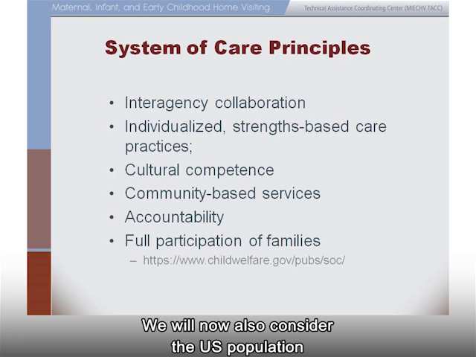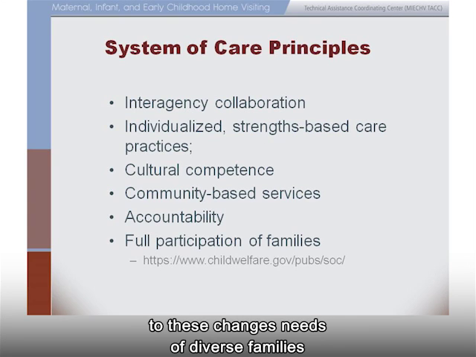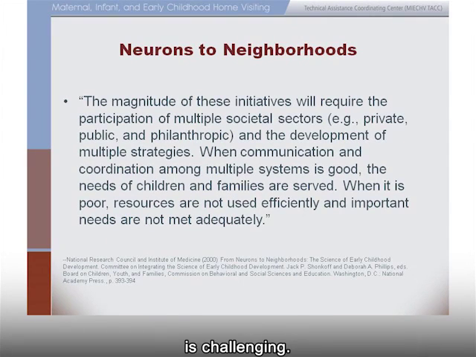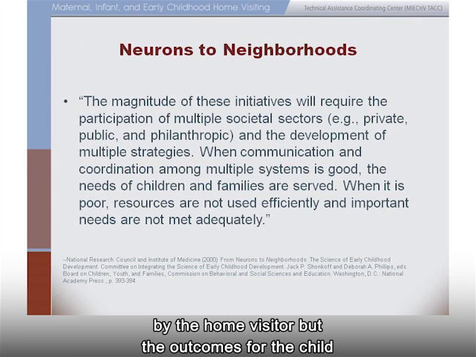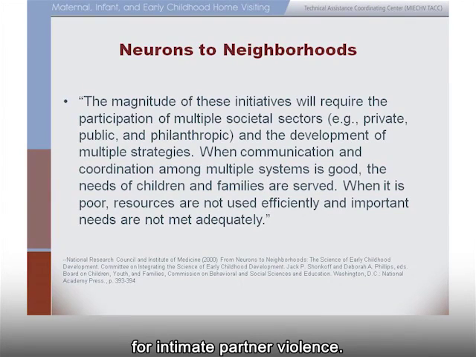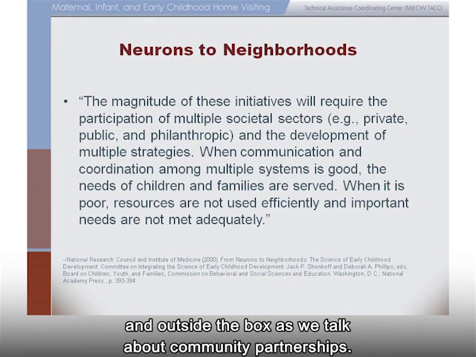So we will now also consider that the U.S. population is becoming more diverse, and being responsive to these changing needs of diverse families is challenging. The benchmarks may measure an activity by the home visitor, but the outcomes for the child and family rest on the community and the system of care for intimate partner violence. So we hope you will think broadly, as Lori indicated, and outside the box as we talk about community partnerships.